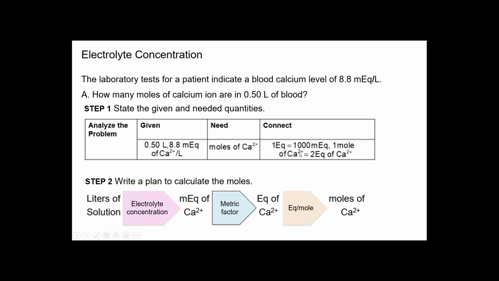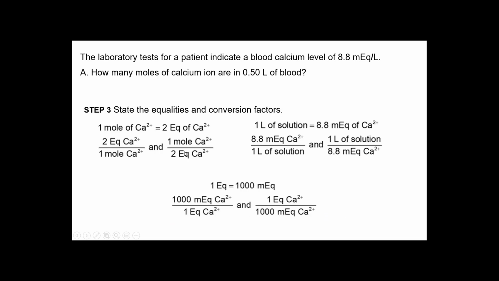Calcium has a 2+ charge. That means it's 2 equivalents per 1 mole of calcium. And then we use the conversion. So here are all your conversion factors and equalities. 1 mole of calcium ion equals 2 equivalents. See how we can set that up? That's what I was trying to point out. Whatever the charge is, that's the number of equivalents per 1 mole. And then we have 1 liter of solution with 8.8 milliequivalents of calcium ion. We can set that up, and then we have our conversion.